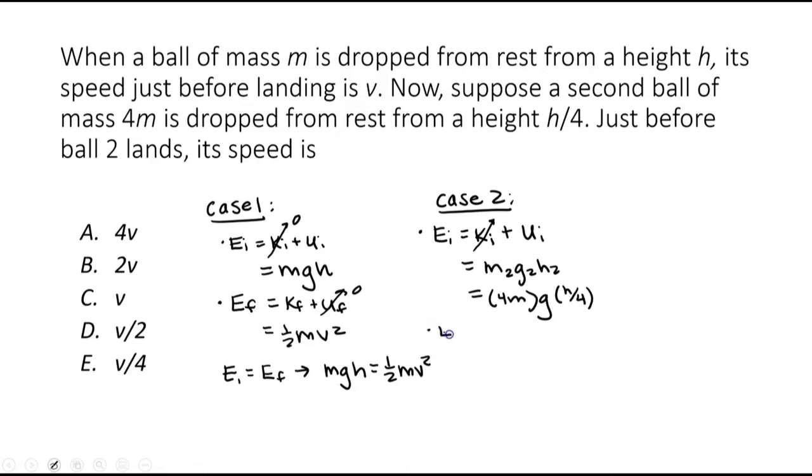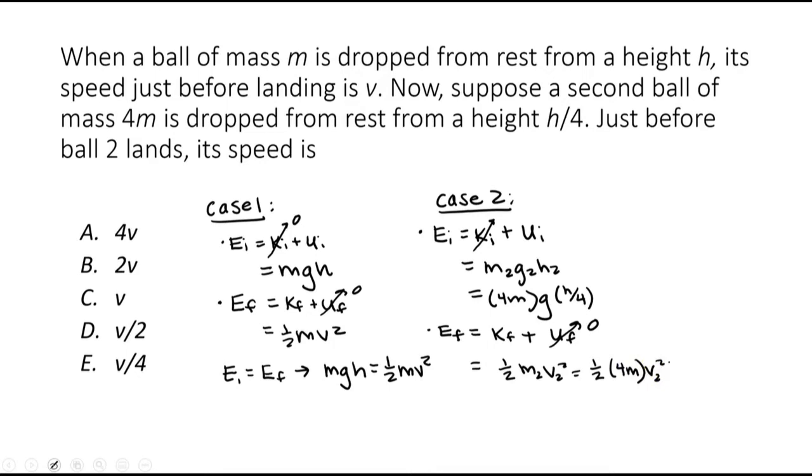Now we need E final. E final, once again, is at this landing height, where H is equal to 0. So now we're going to have K final plus U final, where U final is equal to 0. Here there are no springs, so I'm just talking about potential energy due to gravity. K final is equal to 1/2 m2 v2 squared. Remember, m2 is 4m. And then we have v2 squared, and that's the thing we're looking for. We want to find v2.